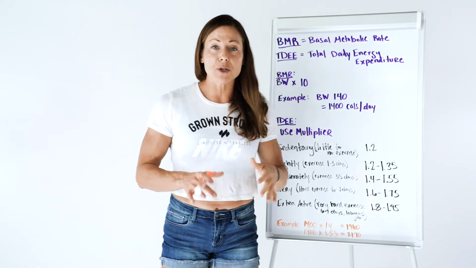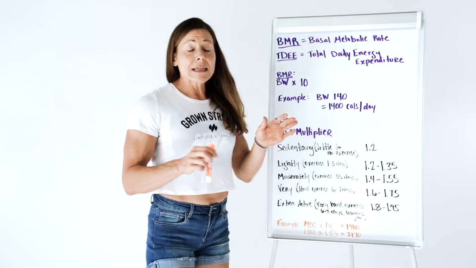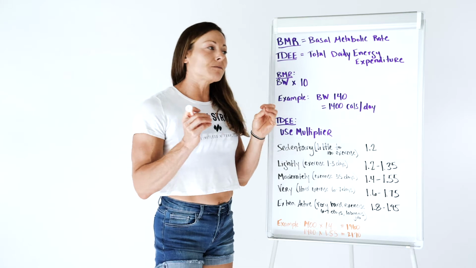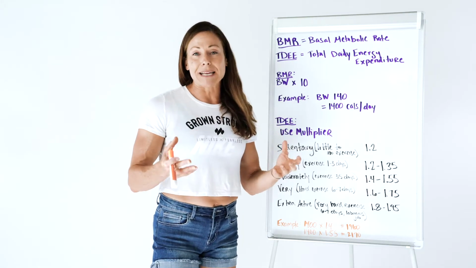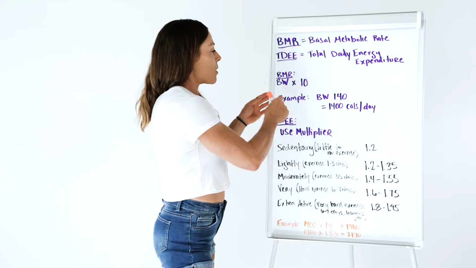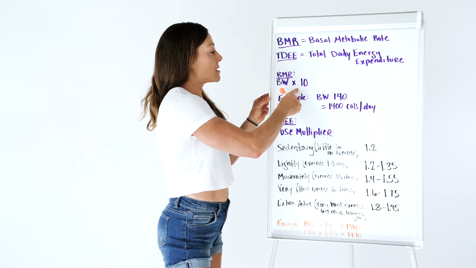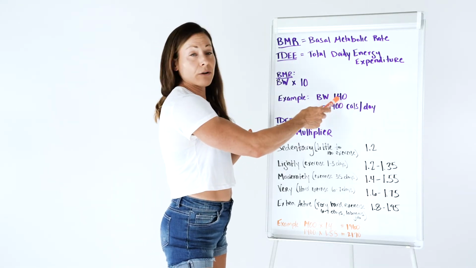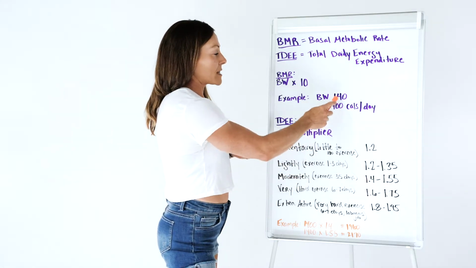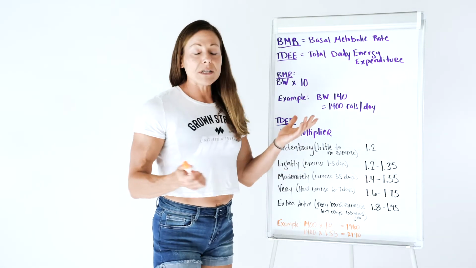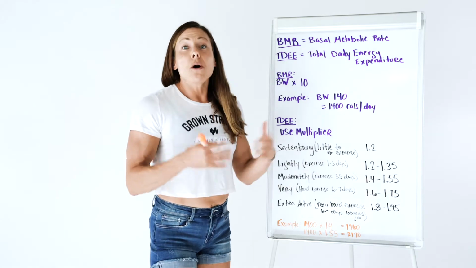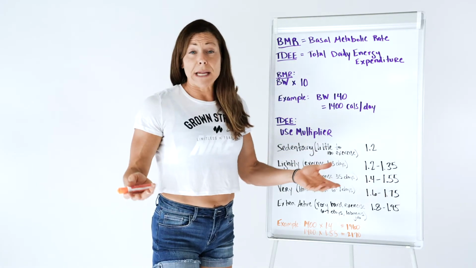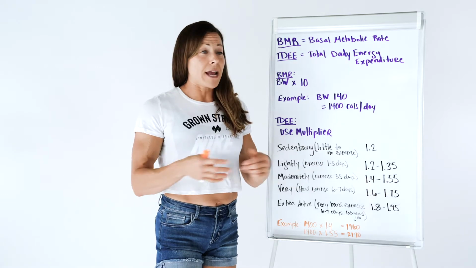So let's start first with your BMR. Now, this is going to be a little different for everyone. However, we can use a baseline formula. What we like to do is take body weight times 10. As an example, if you weigh 140 pounds, you would take that times 10. 1,400 calories a day would be your estimated BMR, or how many calories you're burning just being awake and sitting on the couch.